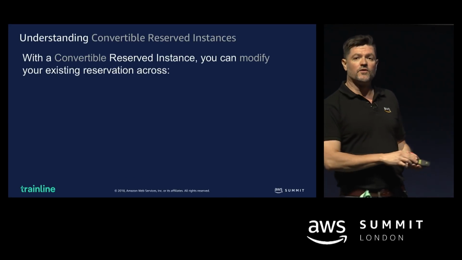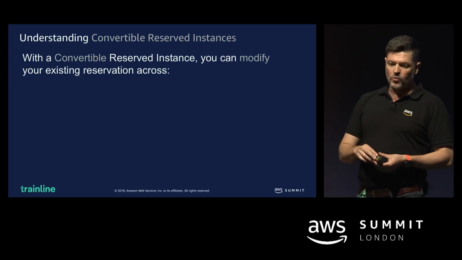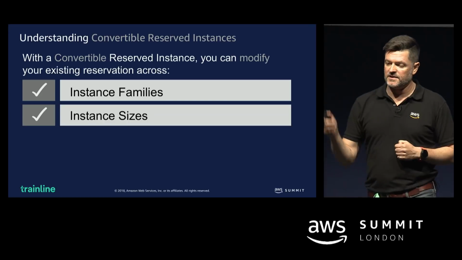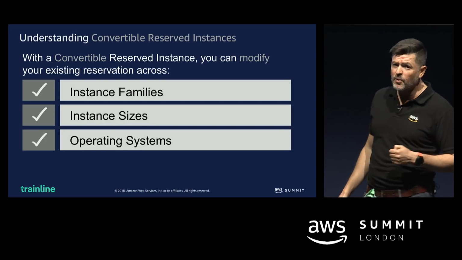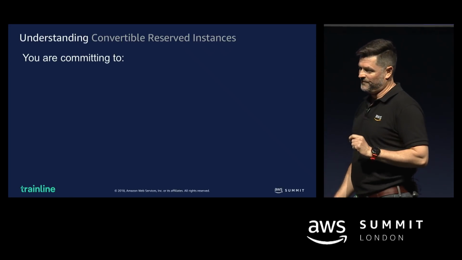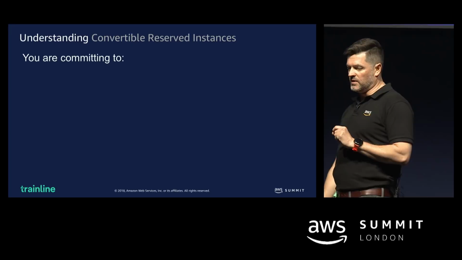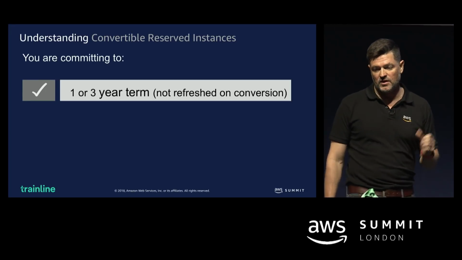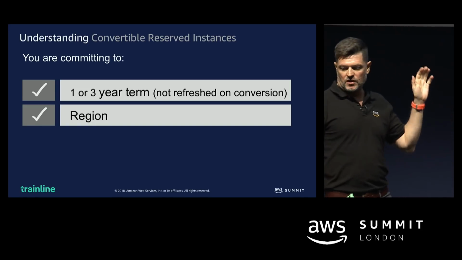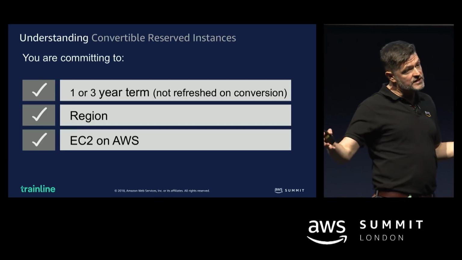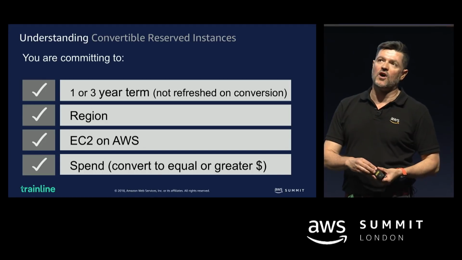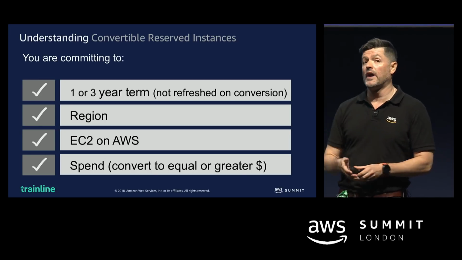So let's talk about convertible reserved instances quickly. With a convertible reserved instance, you can modify your existing reservations across instance families, instance sizes, operating systems, and tenancy. You cannot across region. So when you buy a convertible RI, you are committing to a 1 or 3 year term. It's not refreshed on conversion if you convert. Oh, so region, EC2 on AWS. You're obviously going to be running it on EC2 on AWS. And spend. So the spend is a commitment of that current spend or greater over the period of the term.